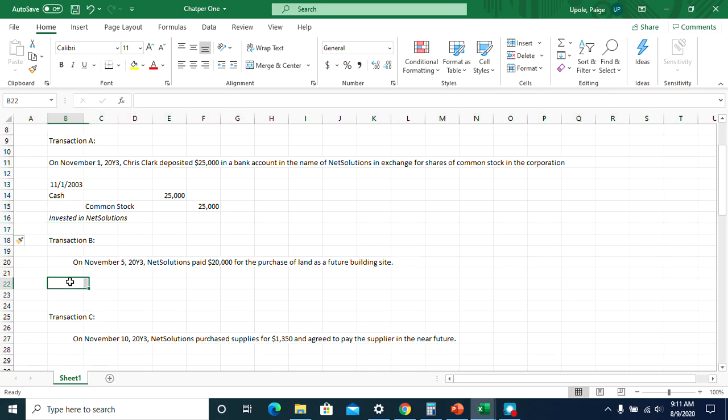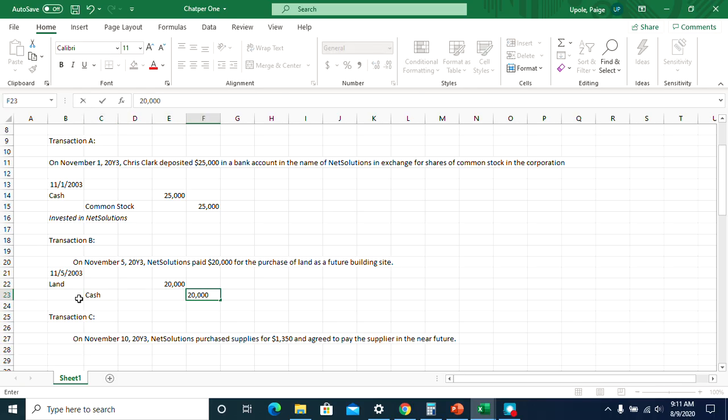So now we're down here, transaction B. On November 5th, so we want to date it, Net Solutions paid $20,000 for the purchase of land as a future building site. I need a debit and I need a credit. We know they're both asset accounts. Land assets have a normal debit balance. So if I'm receiving land, that's my debit. And if I'm paying cash, I need to credit cash. Why do I do that? Well, cash has a normal debit balance. And so if I'm reducing cash, I need to credit cash.